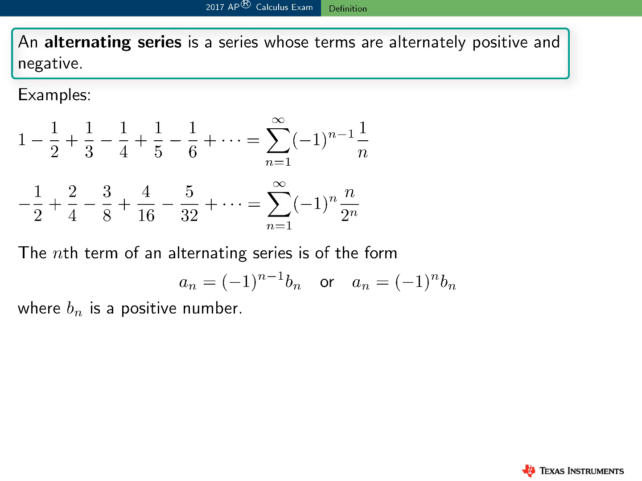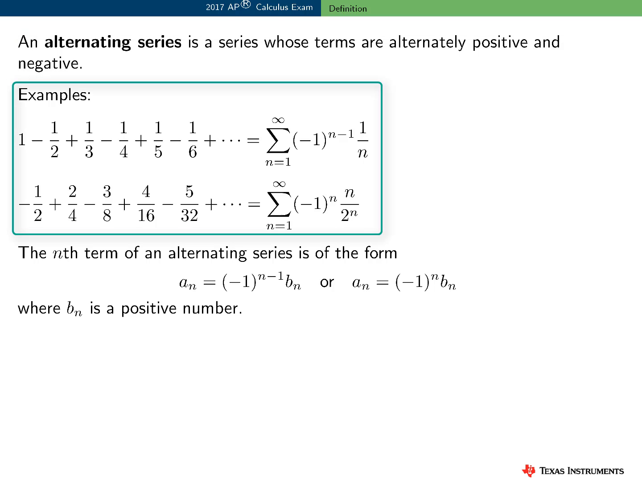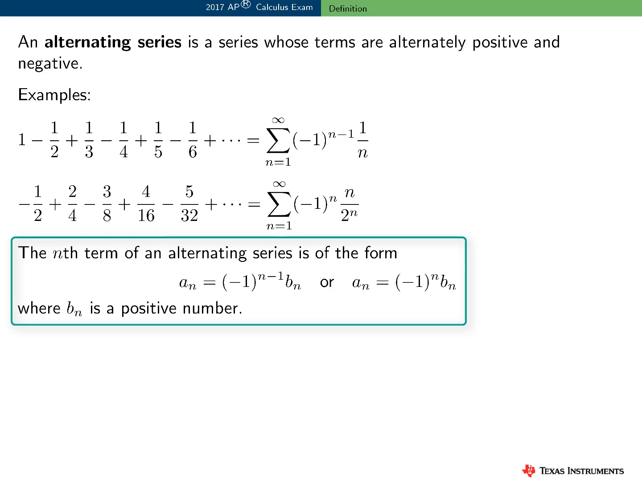As the name suggests, an alternating series is a series whose terms alternate between positive and negative terms. And here are a few examples. So the nth term of an alternating series can be written in one of these forms. Note that there are other forms also, but b sub n is a positive number.